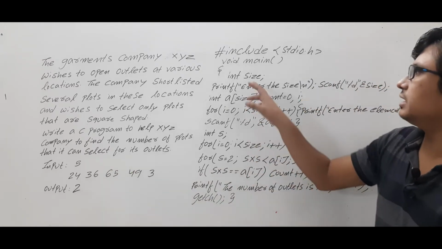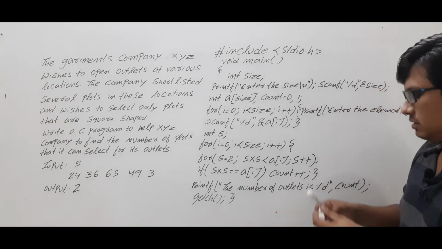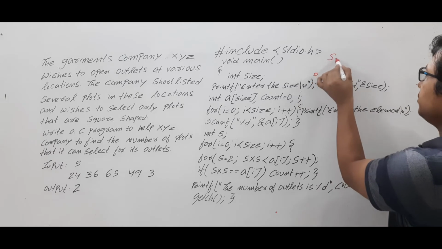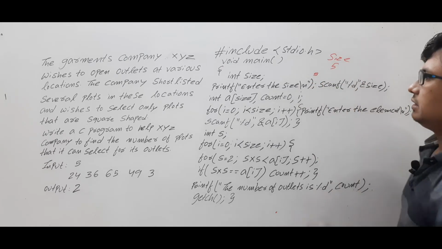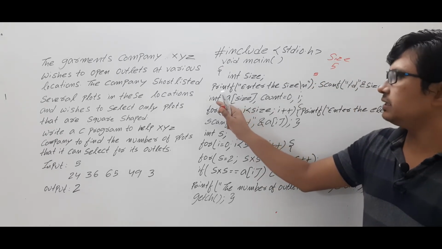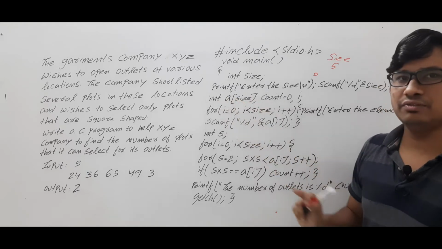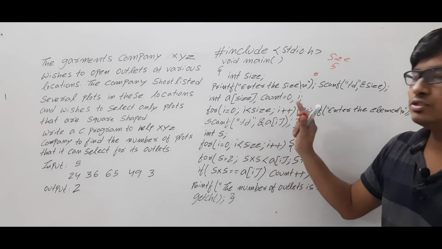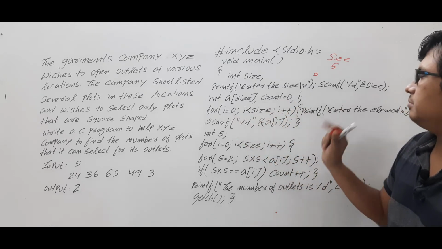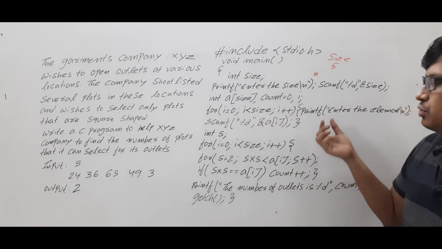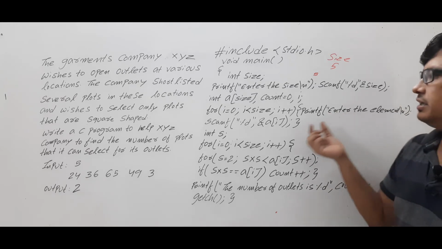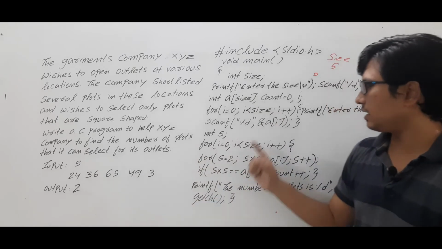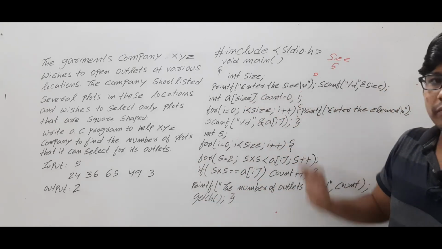Okay, look at here. Let's assume that user has entered the size as 5. Now size variable will have the value 5. Then obviously an integer array A of size 5 will be declared. Count is equal to 0 and I. For I is equal to 0, I less than size, I plus plus, what will happen? User will enter each element and each element will be read and stored in the corresponding index of the array called A. This part I hope everyone knows.